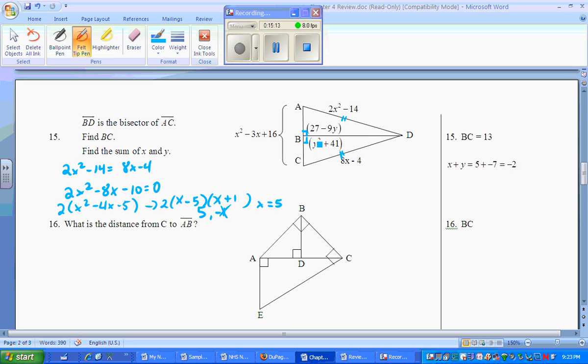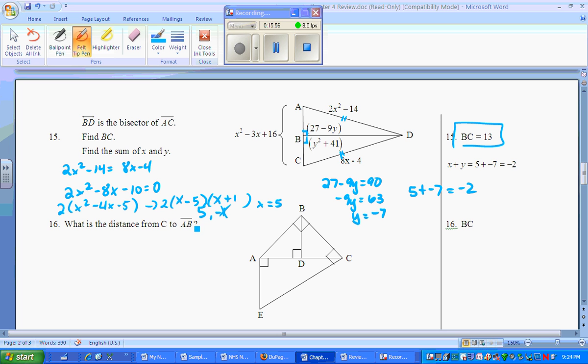For the y's, I can say these two add to equal 180. Or since I know it's perpendicular, I could set 27 minus 9y equal to 90. Negative 9y is equal to 63, so y equals -7. So the sum of x and y is 5 plus -7, which is -2. And if I want BC, I can plug it back into here, and I end up with the answer of 13 when I solve for it.